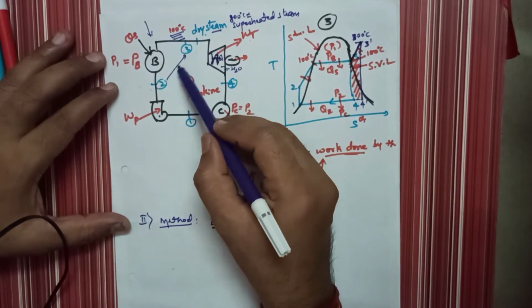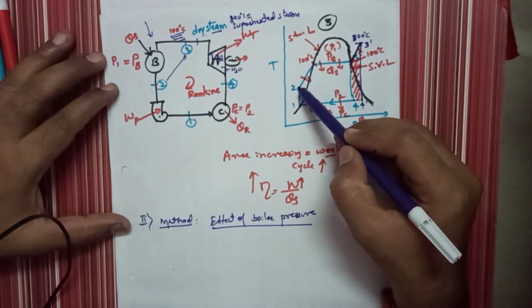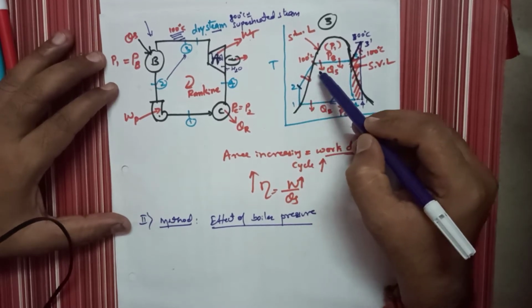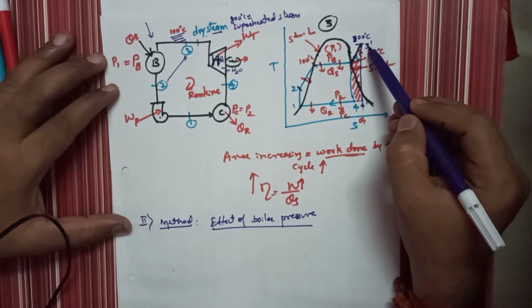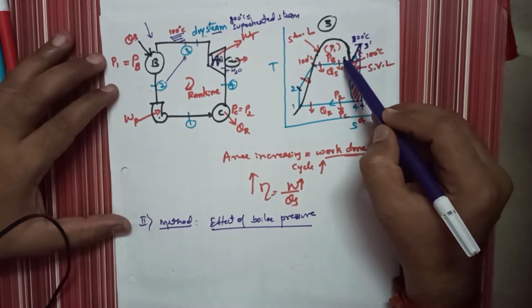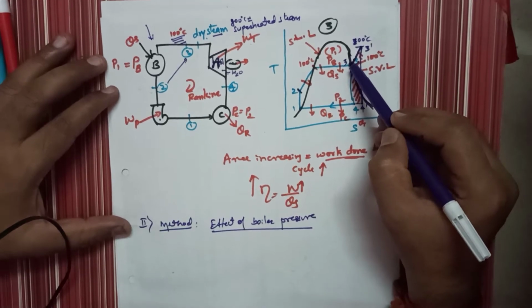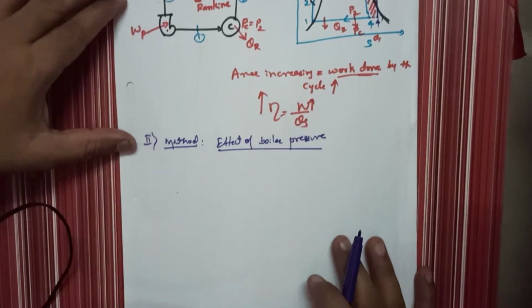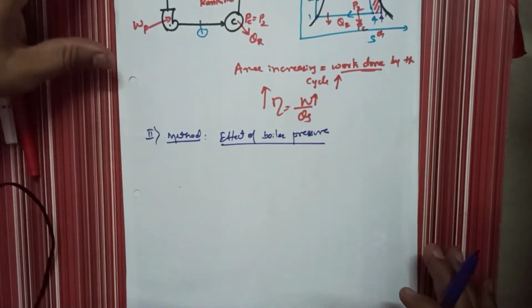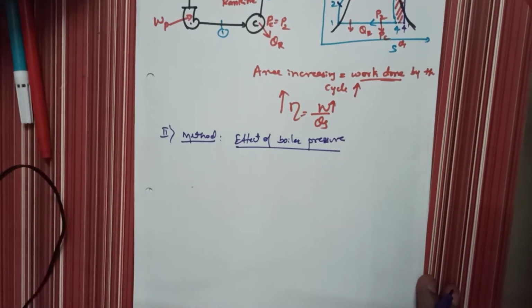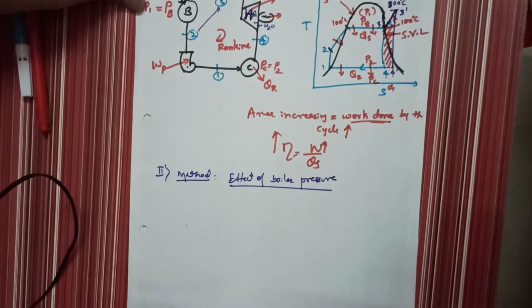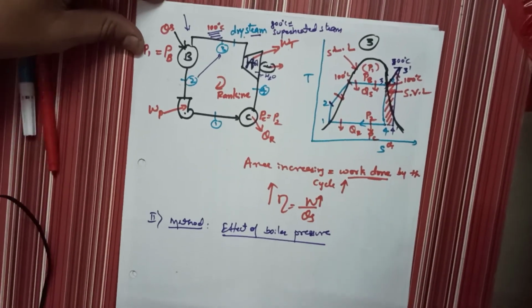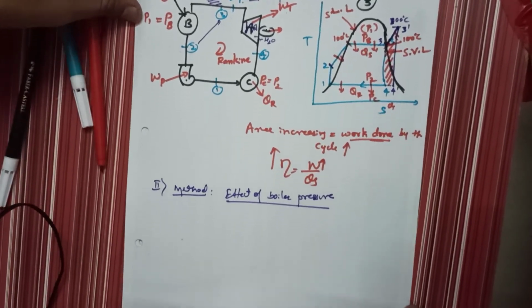So between 2 to 3 it is a boiler process. The heat addition starts from this point and ends up to 3 dash if it is superheated. If it is only dry steam, it will end up at 3 here. So, effect of boiler pressure: now I will increase only the pressure in the boiler. The condenser pressure is constant, and it is superheated only.